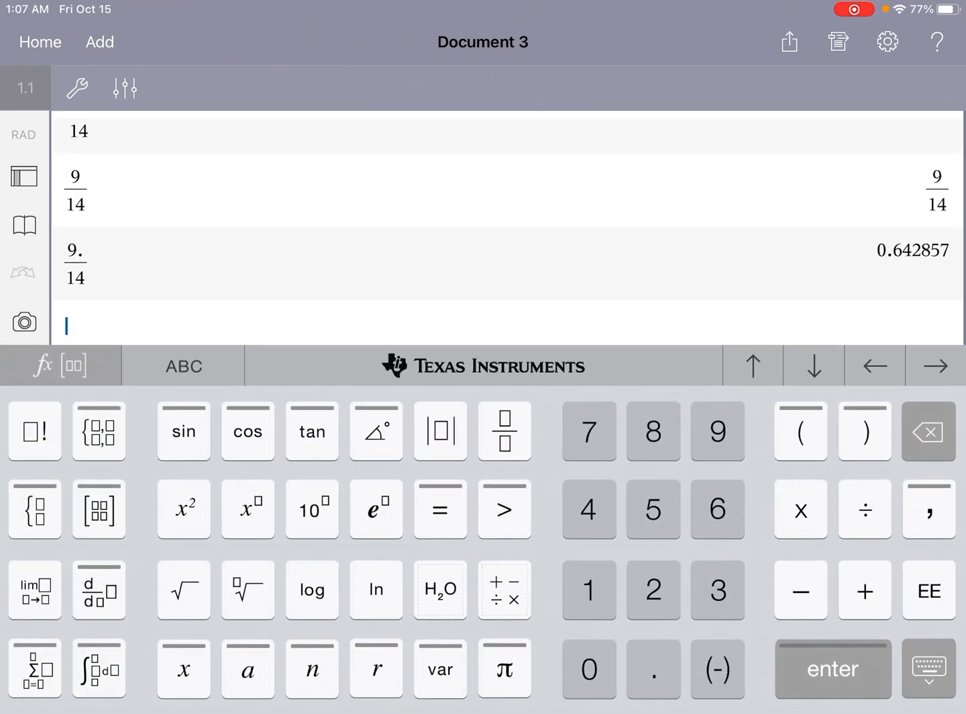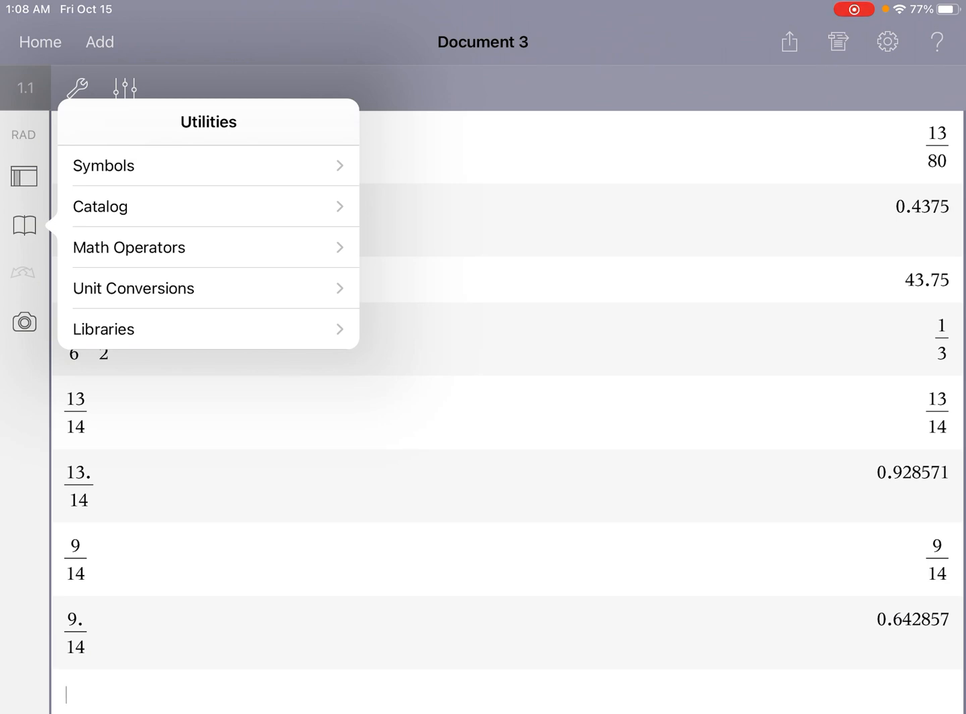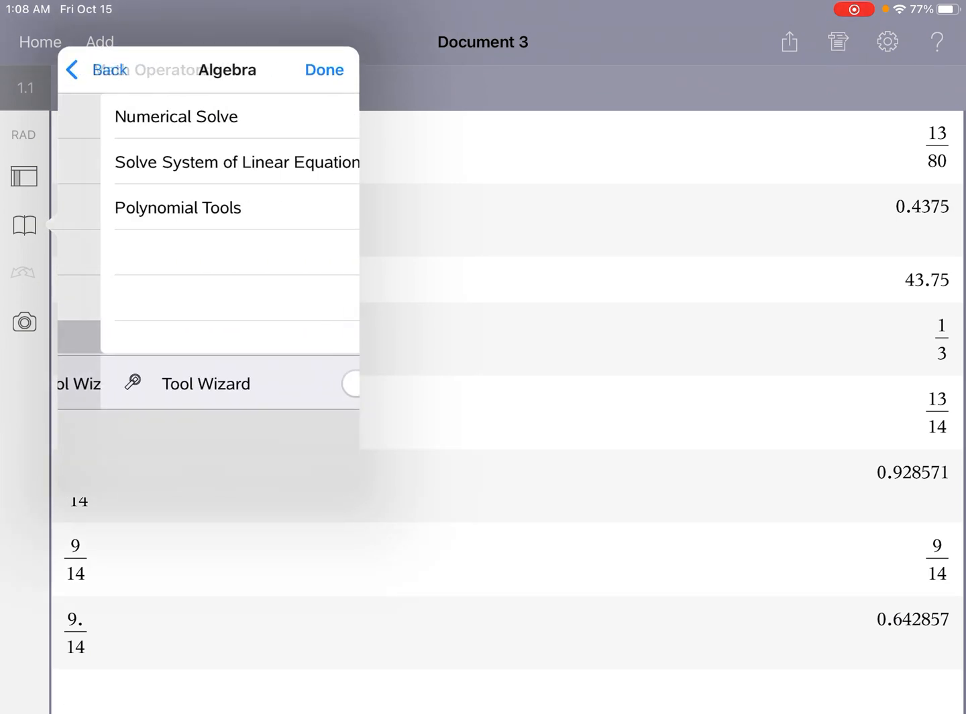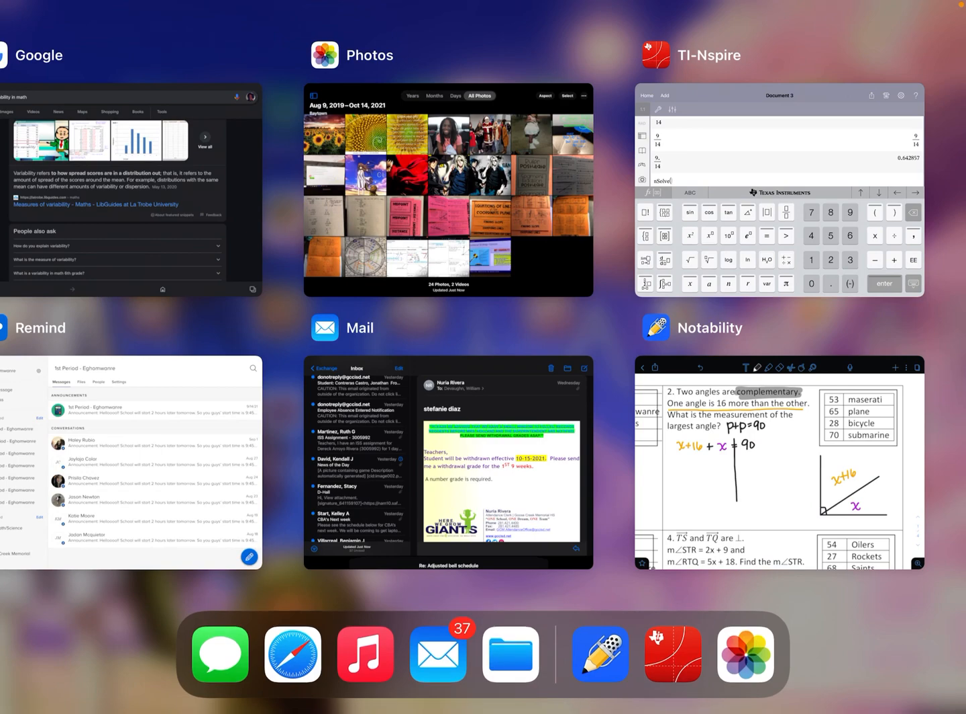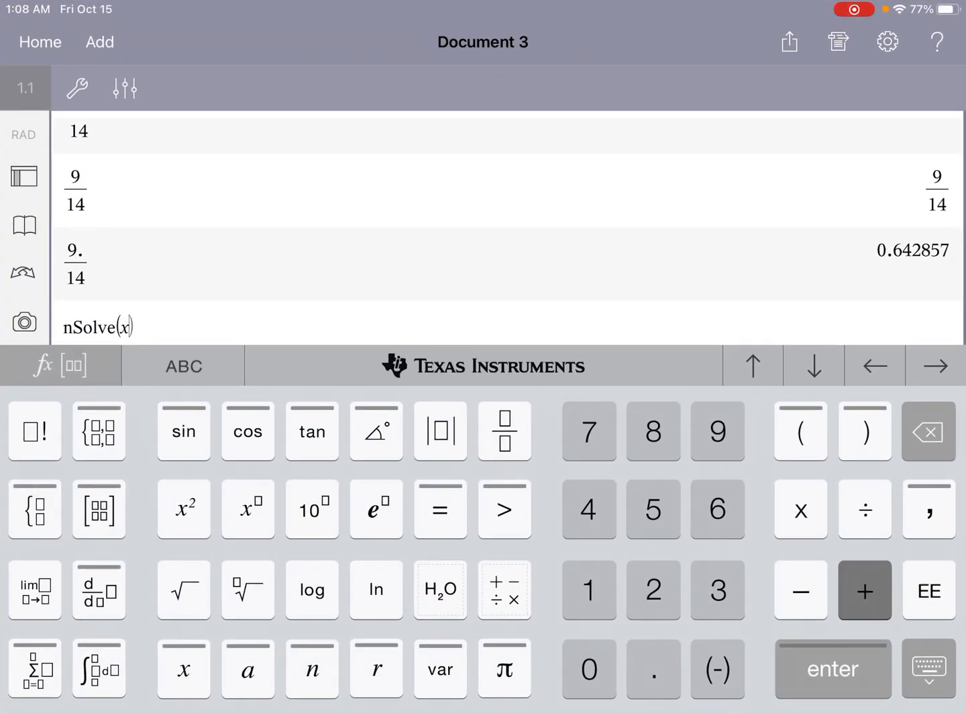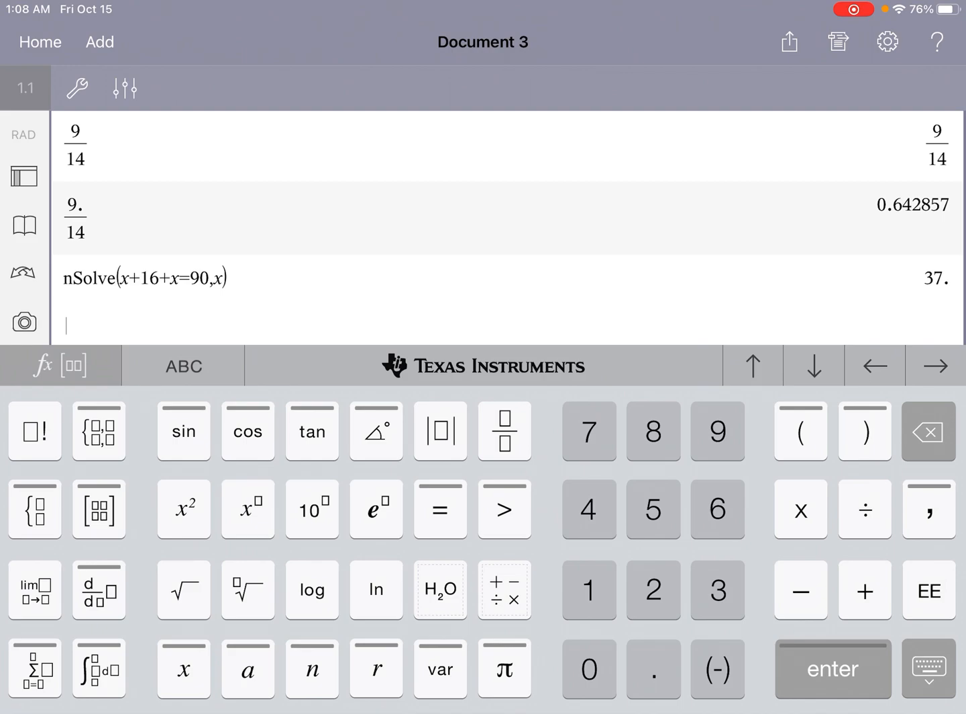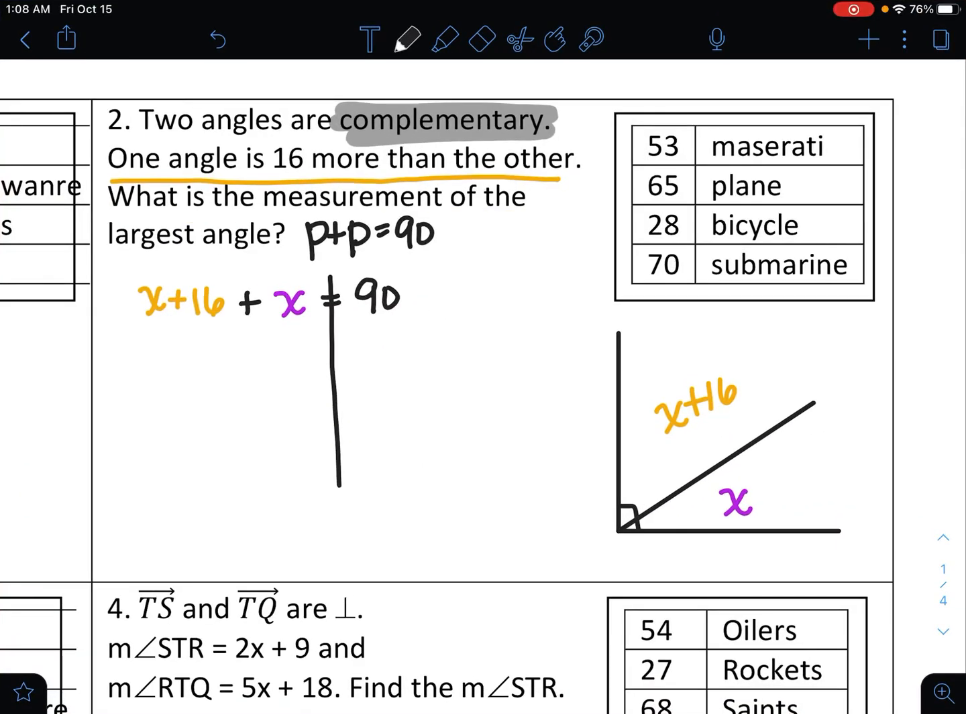Okay, so if I go down here at the bottom, once you pull up NSolve, what's the equation again? Don't forget you need to put comma x inside the parentheses. And we get 37. So I can get rid of this line. All right, so we get x equals 37.